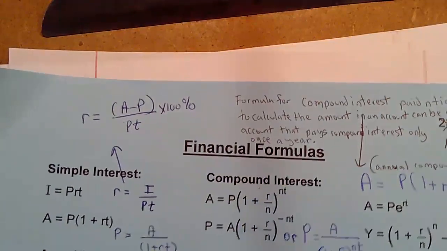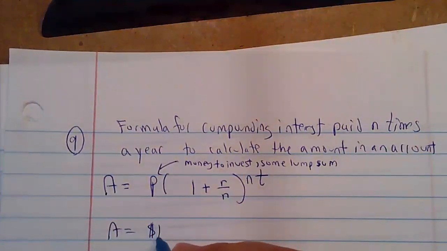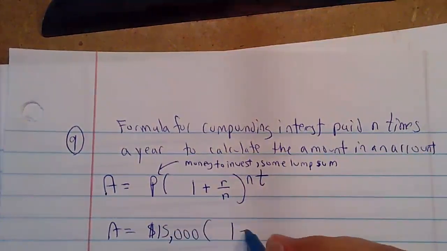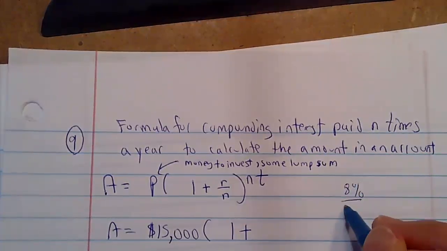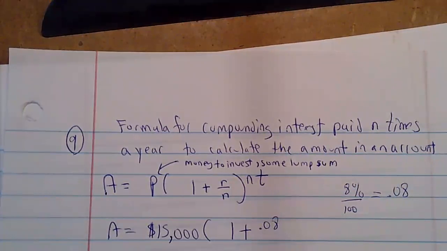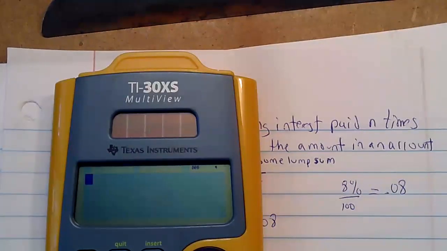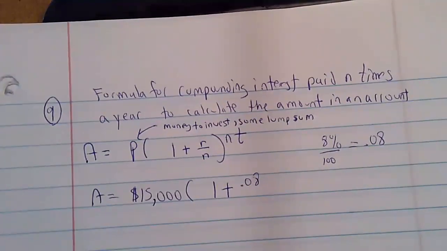Okay. All right. So then I have A is equal to P, the money to invest, which they said, suppose you have $15,000 to invest. And the rate they said was 8%. So remember 8%, 8 divided by 100 should give you 0.08. Or you move your decimal 2 places over to the left.